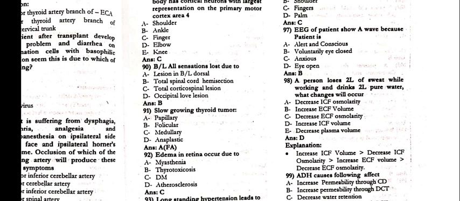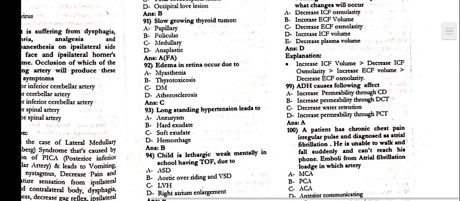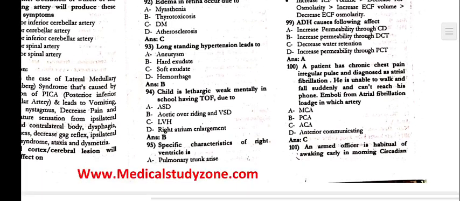EEG of the patient shows the alpha wave because the patient is awake with eyes closed. 98, the patient loses 2 liters of sweat while working and then drinks 2 liters of pure water. Which changes will occur? There is an increase in ICF volume. 99, ADH causes the following effect: increased permeability through the collecting duct.